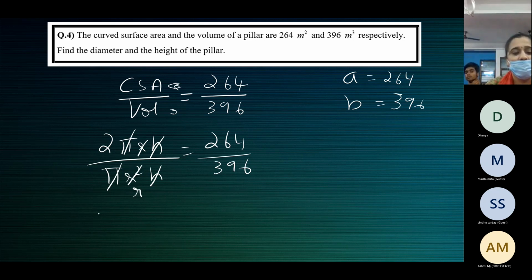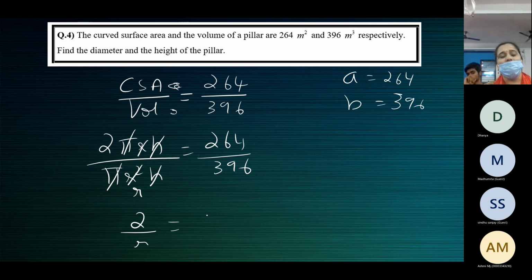All right. So H gets cancelled, pi gets cancelled, and there is one R here and one R square here. So one R. What is remaining? 2 by R is equal to, you can cancel this also. You can solve this and find the value of R. And once you find R, double it to get the diameter.